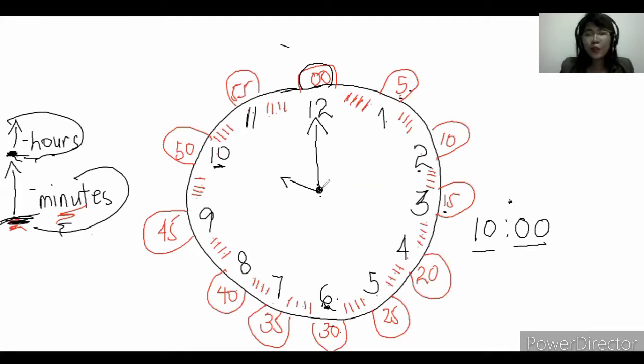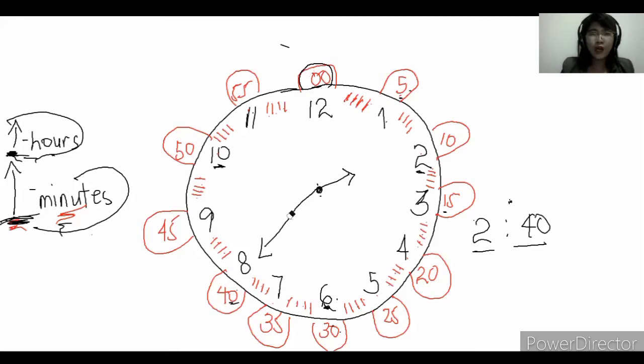Another example. When the short hand points to number 2 and the long hand points to number 8, so it is 2:40. Okay? 2:40.